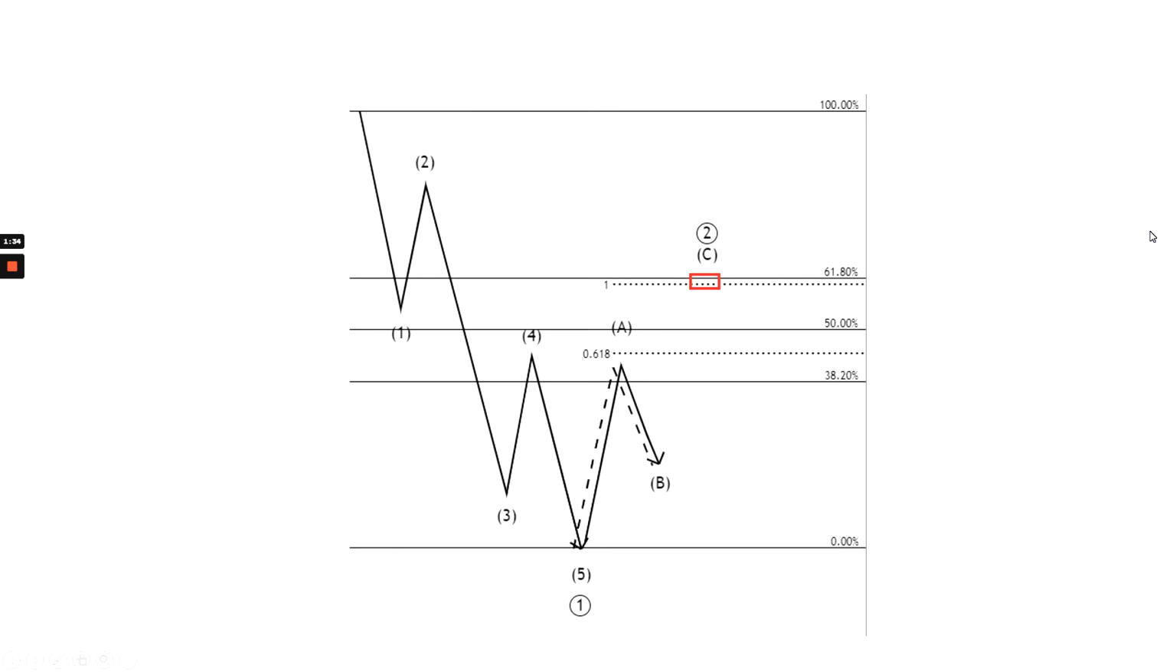So here I've drawn an impulse down, and for those of us that have a bit of Elliott wave knowledge, this will make sense. So here I have just a typical impulse down, wave 1, 2, 3, 4, 5, and we have the beginnings of a correction. I have wave A and wave B.